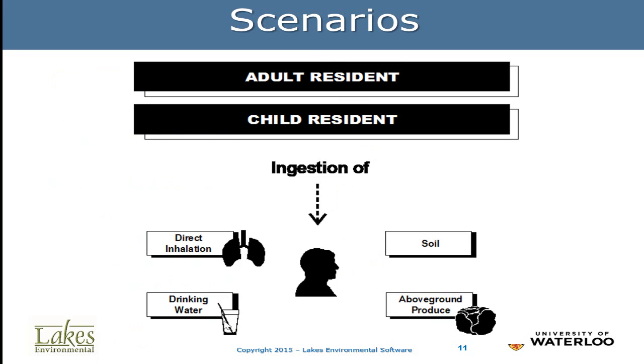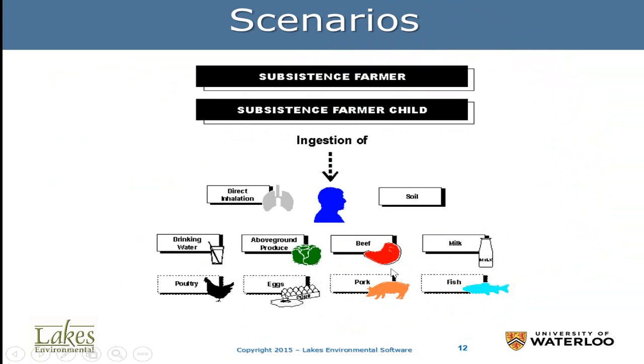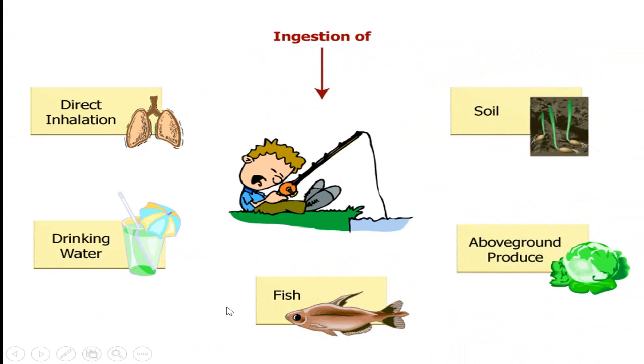Scenario for the adult resident, we already saw that the exposure will be direct inhalation, drinking water, eventual soil ingestion, and above ground produce, growing its own fresh veggies. Scenarios for farmers will be expanded by production of beef on top of the resident: the beef, the milk, pork, the fish, the eggs, and the poultry. And then the fisher scenario will only have the same as the resident plus the fish.